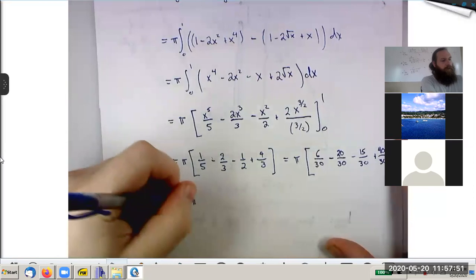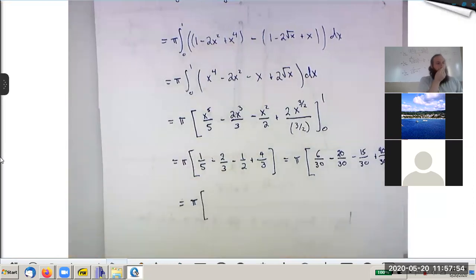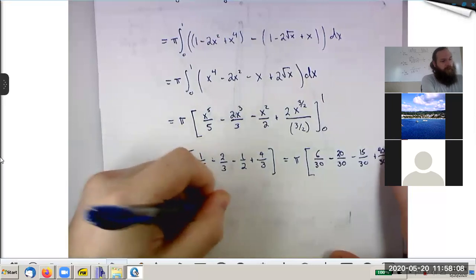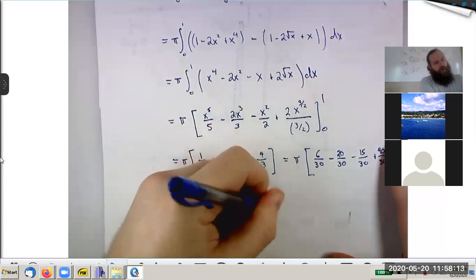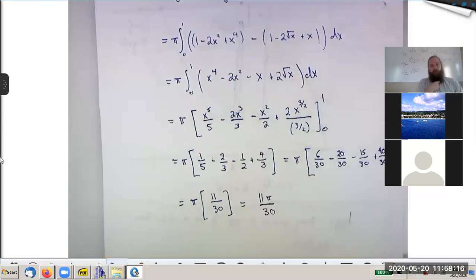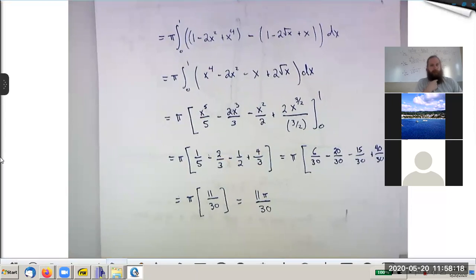So this is pi times, what do we get? Minus 20 minus 15, that's minus 35. Plus 40 is plus 5. Plus 6 is 11. So this looks like 11 pi over 30. So that's the volume of this solid. This is a funky looking solid. It's kind of like a bloopy cone that's bloopy on the inside and the outside.